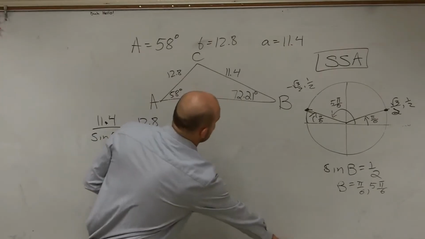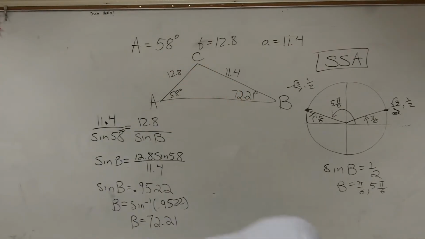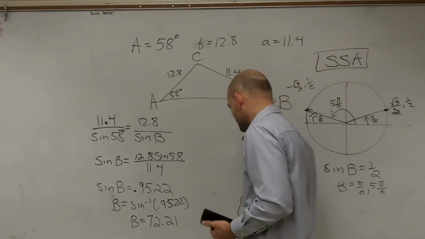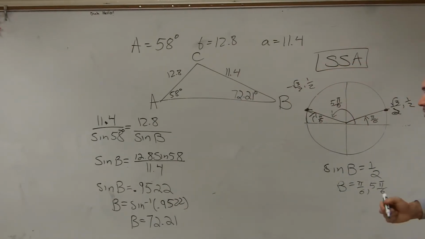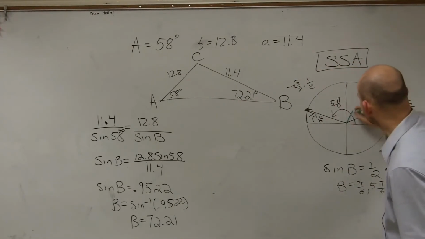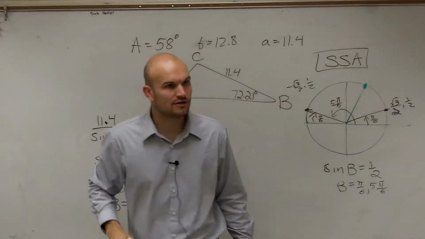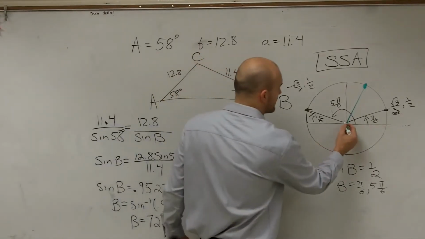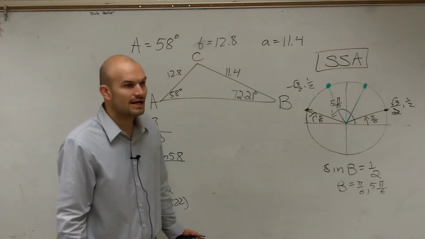So what I want you guys to understand is if I'm going to look at 72 degrees, and I say the inverse sine of 0.9522 is giving me 72 degrees, which is right here, do you think I'm going to have another angle that's going to have that exact same sine value? Yeah, I'm going to have the one over here. Right? So what would that angle be?